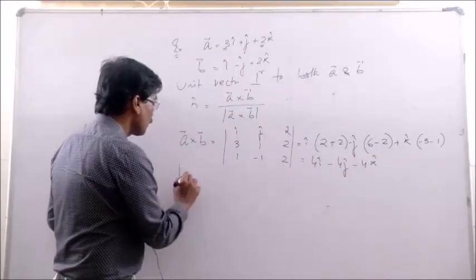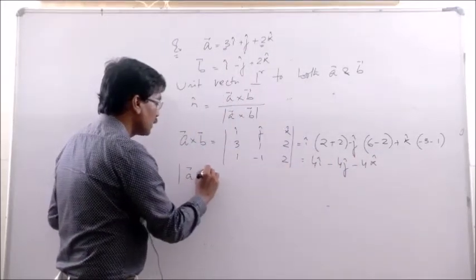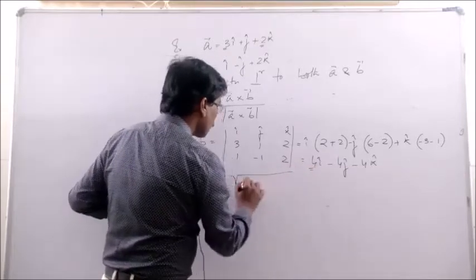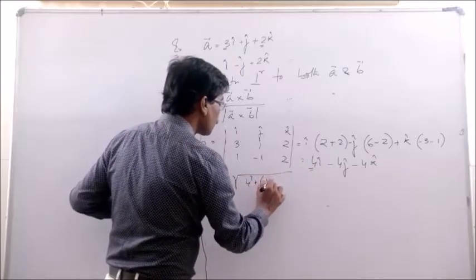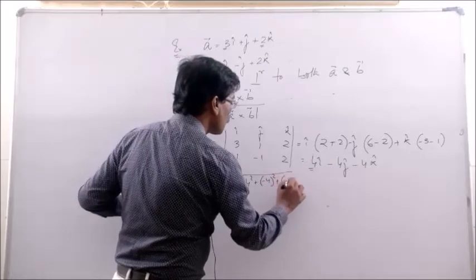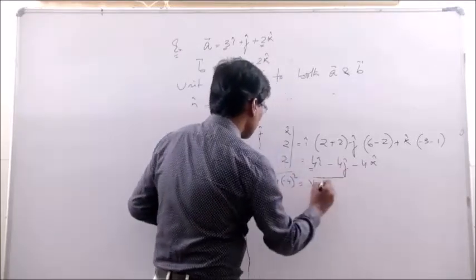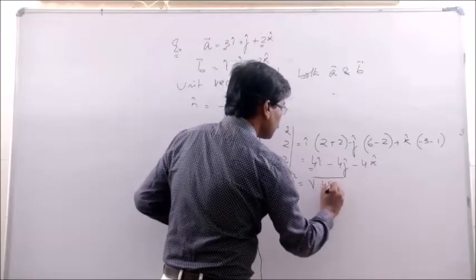Next, magnitude of A cross B is equal to root over of 4 square plus minus 4 square plus minus 4 square. So, which is equal to root over of 48.